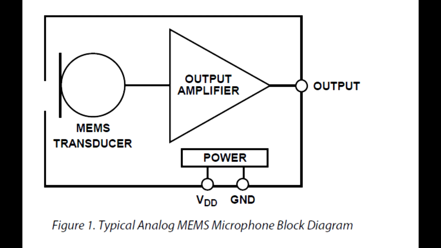Okay, there are two types of MEMS microphones. There's the analog output, and there's a digital output microphone. So we're going to be using the analog output MEMS microphone. It's the simplest to implement. You don't need a microcontroller to extract the audio signal out of the microphone.